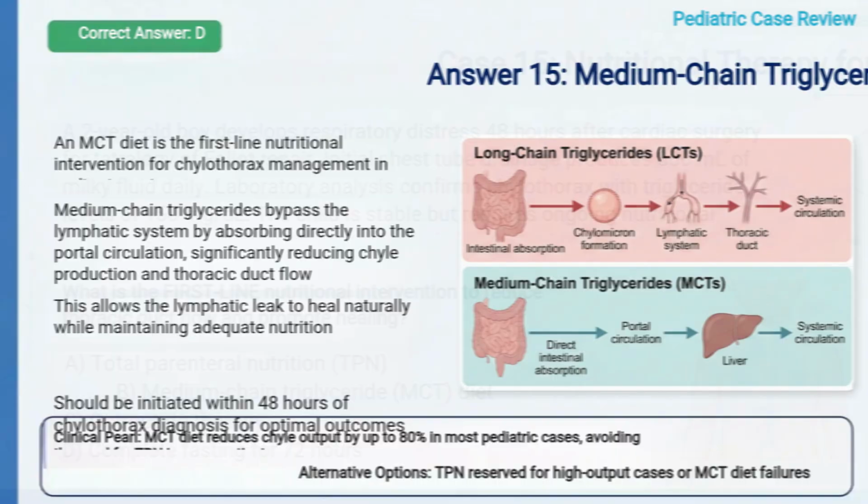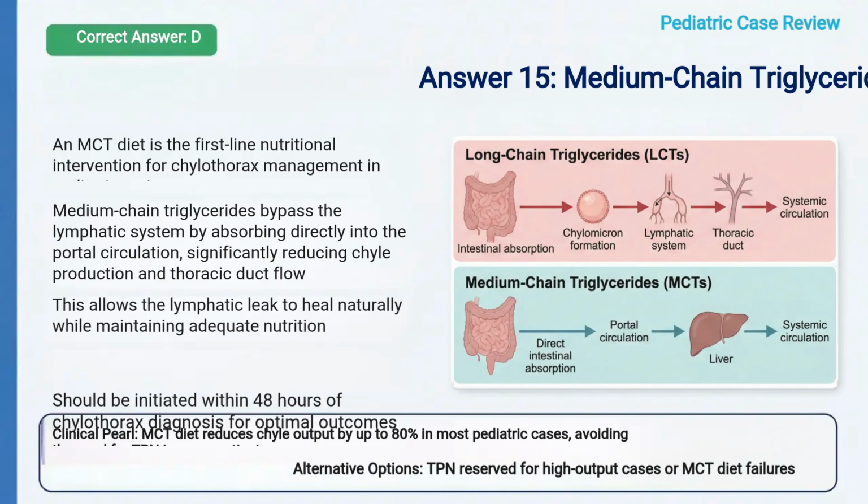The correct answer is option B, medium-chain triglyceride diet. A medium-chain triglyceride diet is the first-line nutritional intervention for chylothorax management in pediatric patients. The mechanism is elegant and important to understand. Long-chain triglycerides are absorbed from the intestine, form chylomicrons, travel through the lymphatic system and thoracic duct, and enter the systemic circulation. This flow through the thoracic duct is what produces chyle output from the leak.